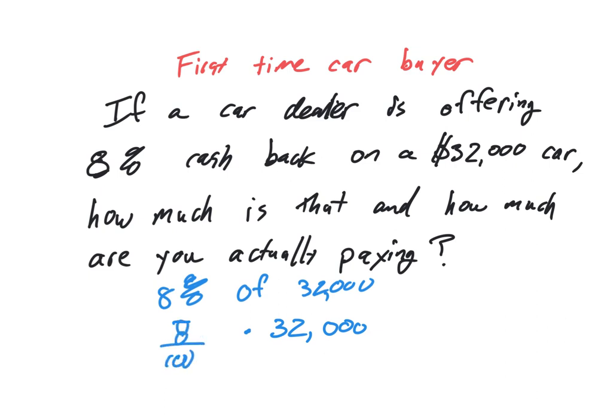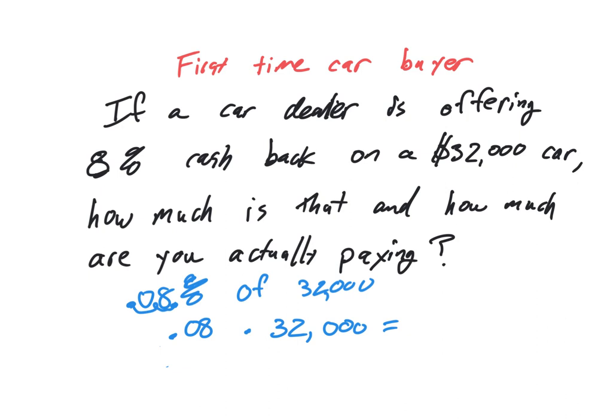But we usually don't write it that way when we're doing it in our calculators. Instead, we're going to be writing 8% as 0.08, because with 8%, we move the decimal place 2 over. So 0.08 of 32,000 will give me my answer.